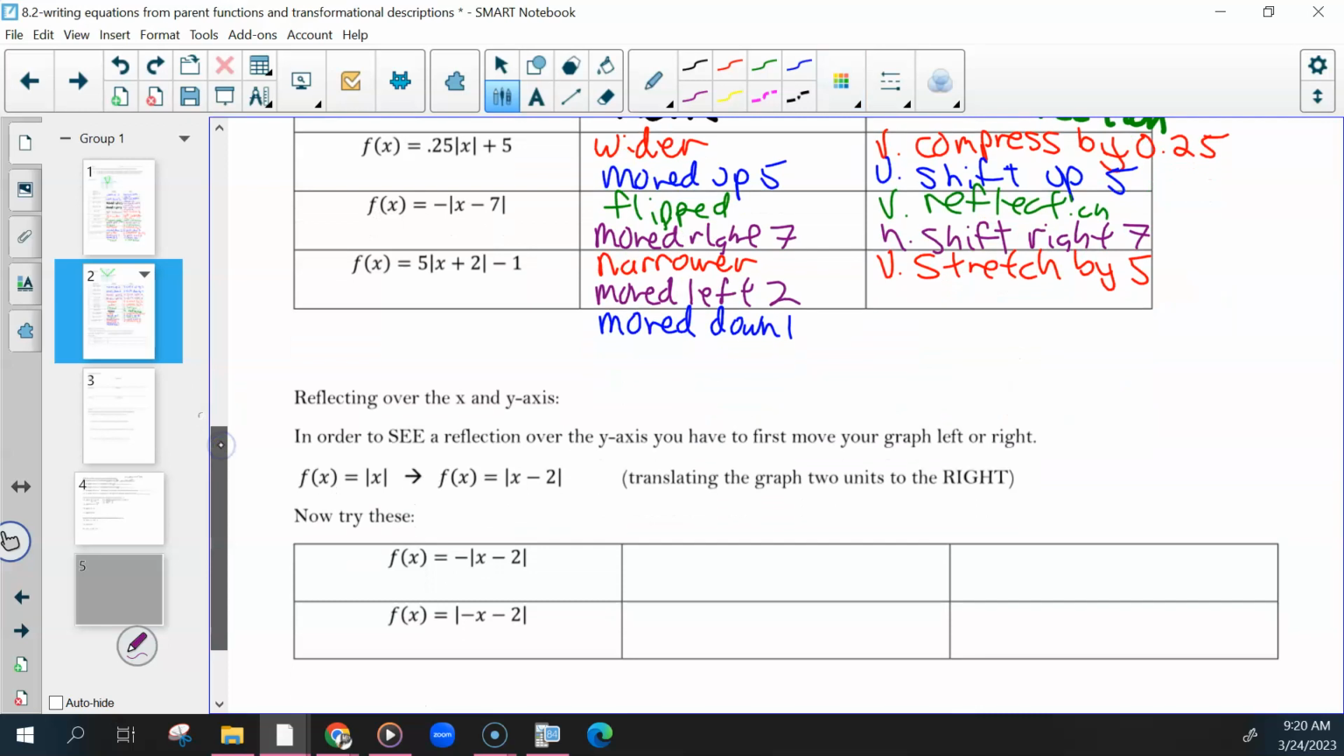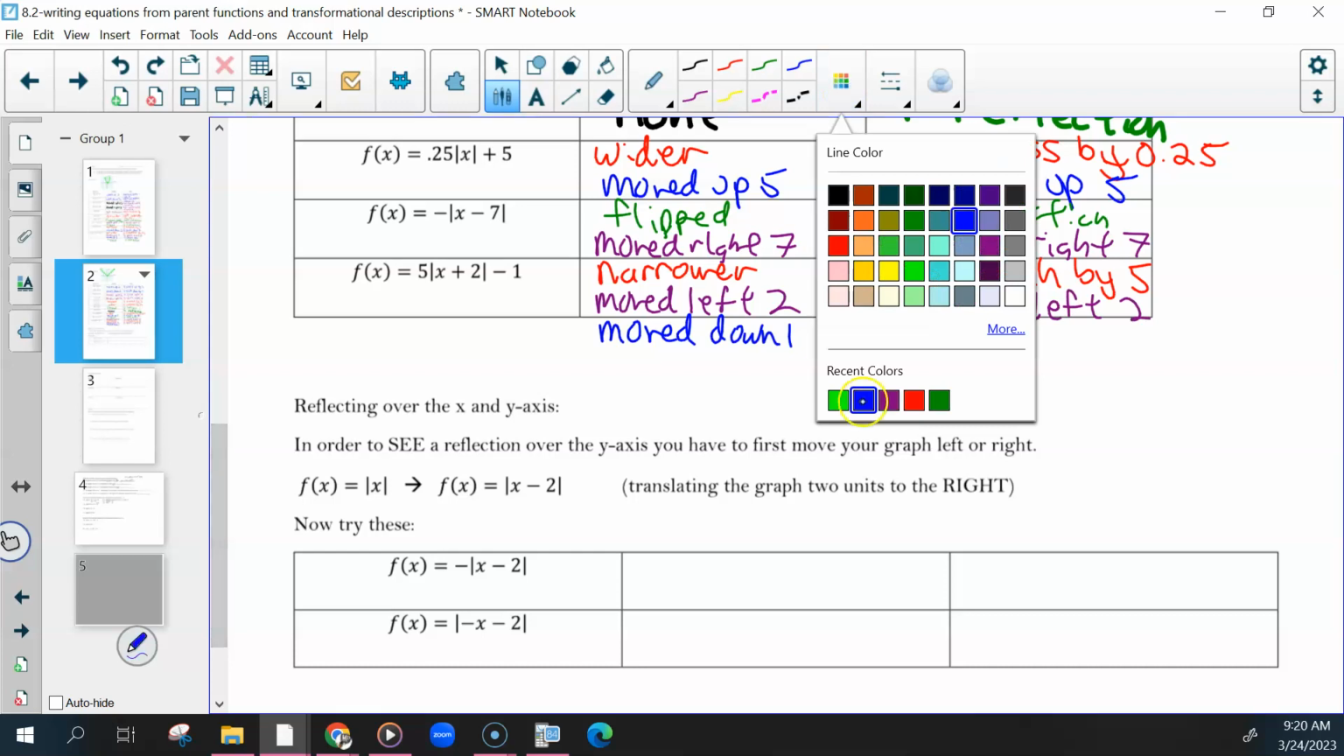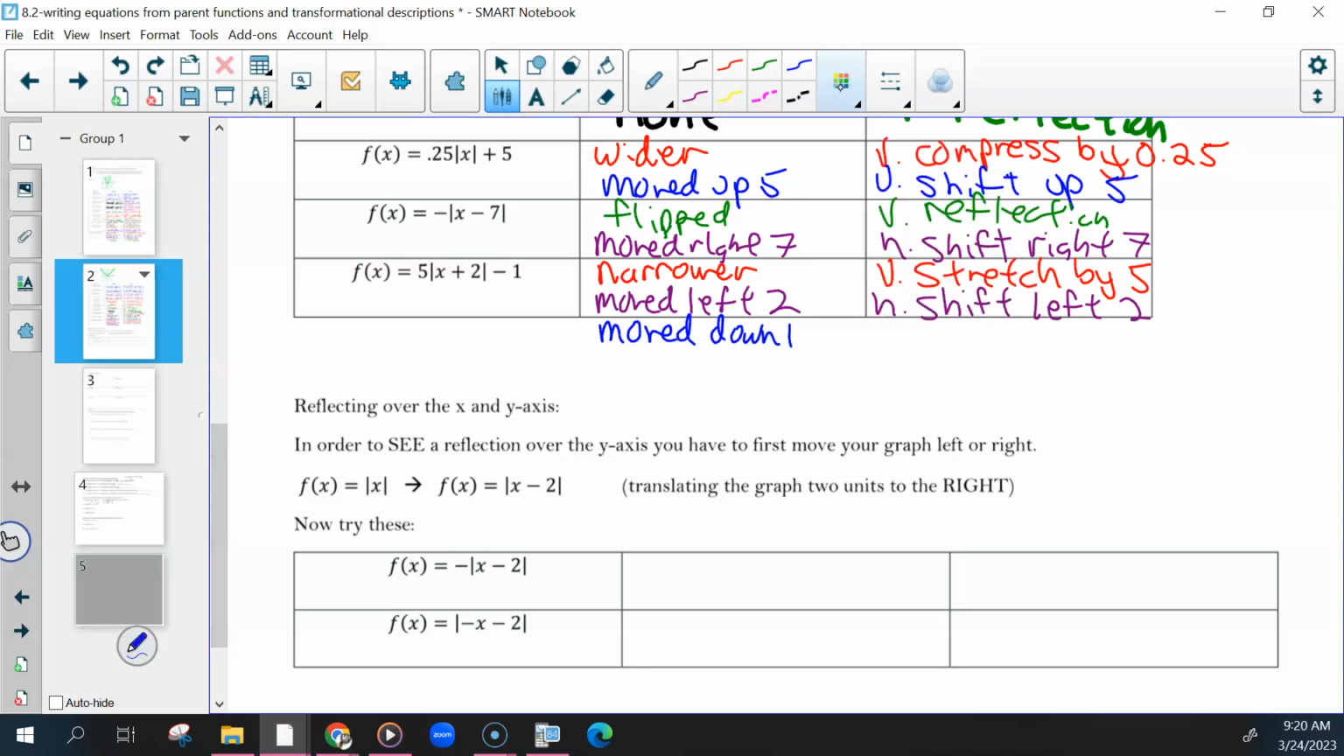We say it moved to the left 2. Horizontal shift, left 2. And then the last one. Vertical shift down 1.